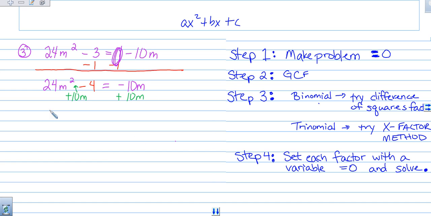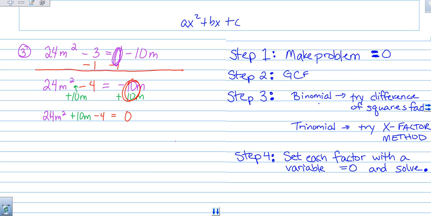Okay? So the 24m squared will come down. The plus 10m will come in the middle. The minus 4 will be there, and it should equal 0. And it does. Okay? So now I know that looks like it's a lot of work. It's really not that hard once you understand the concept of how to move, and if you practice it enough, you should be able to do both of these at the same time where you won't have to do multiple steps like we did here.